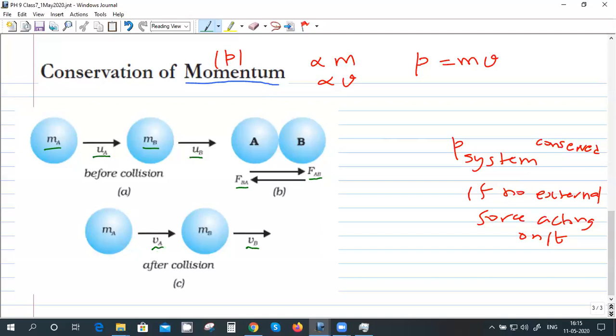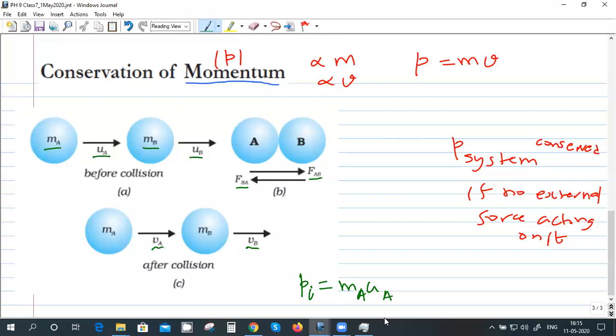Now this conservation of momentum says the momentum of the system before collision and the momentum of the system after collision are the same. So what is the momentum of the system before collision? It's UA times MA. So momentum before collision I write as PI, I is for initial, which is equal to MA into UA.